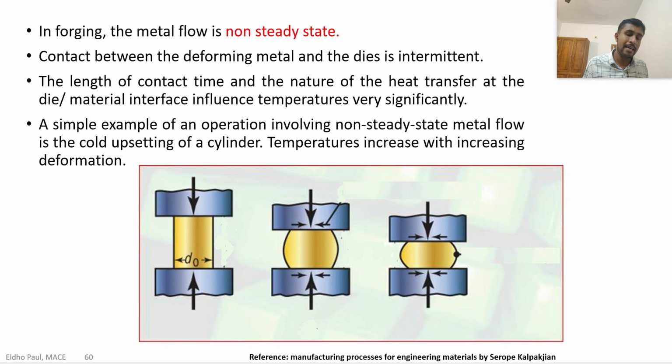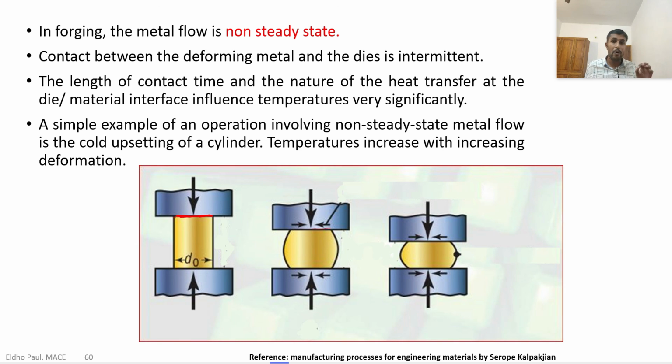And in metal flow, that is a non-steady state flow. That means the contact is not perfect. Every time there will not be the same contact between the die and the workpiece. Here, at this time, this is the contact, but after deformation, the contact area will be different. Okay, so with respect to time, during deformation, the metal flow will be different. So we can say this is a non-steady state.